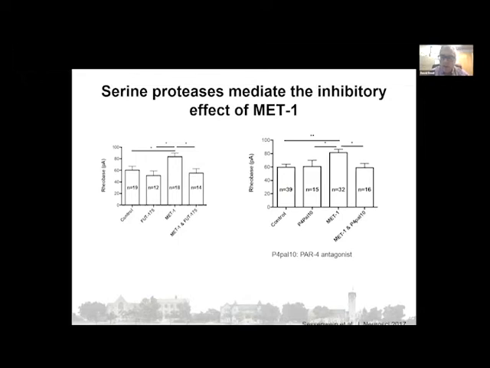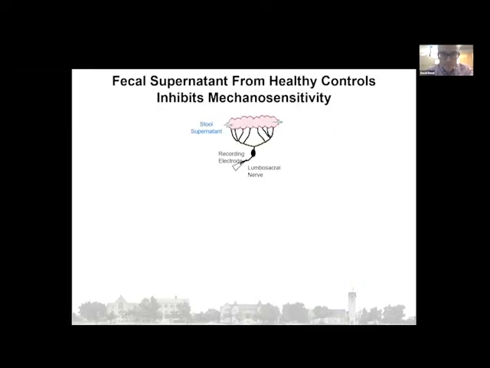She then went on to look at the receptor that might be involved. And when she used a PAR4 antagonist, which also did nothing to the excitability of the neuron when given to control neurons, it significantly inhibited the effect of the MET1 supernatant, all suggesting that the microbiota, in this case a commensal microbiota, secretes an anti-nociceptor protease that's working through PAR4 on DRG neurons.